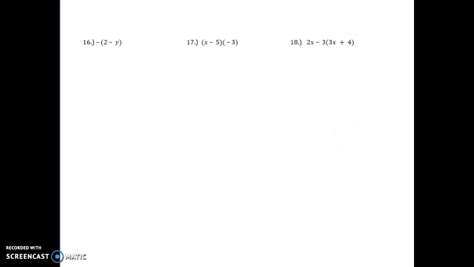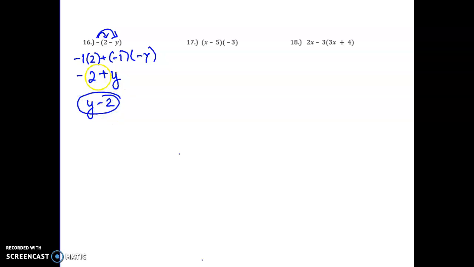Here, if we have just a negative on the outside of the parentheses, it's like I'm distributing a negative 1. So this is negative 1 times 2 plus a negative 1 times a negative y. So we would have negative 2, and a negative 1 times negative y would just be positive y. Again, I'm going to rewrite this as y minus 2. I just flipped the order to put the constant at the end.